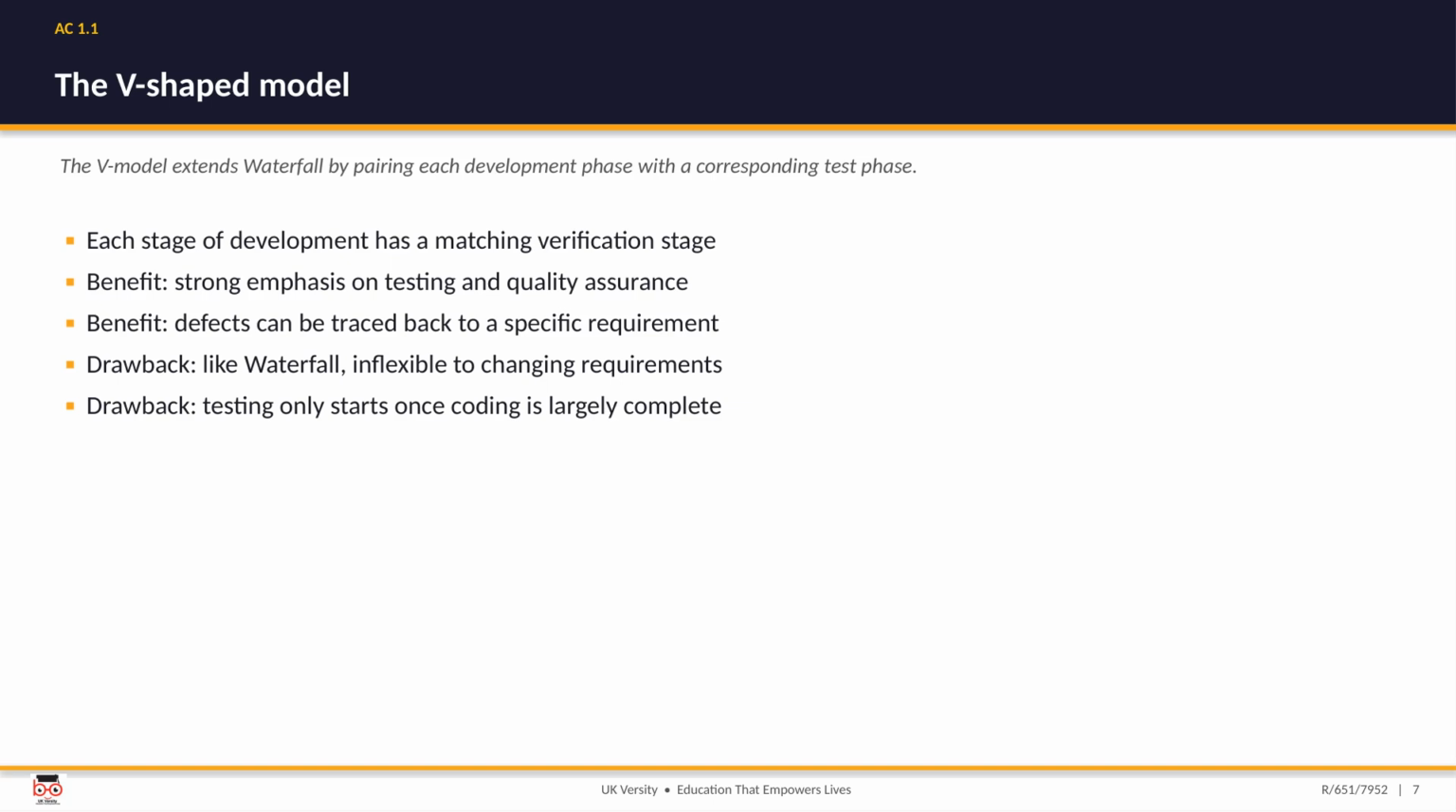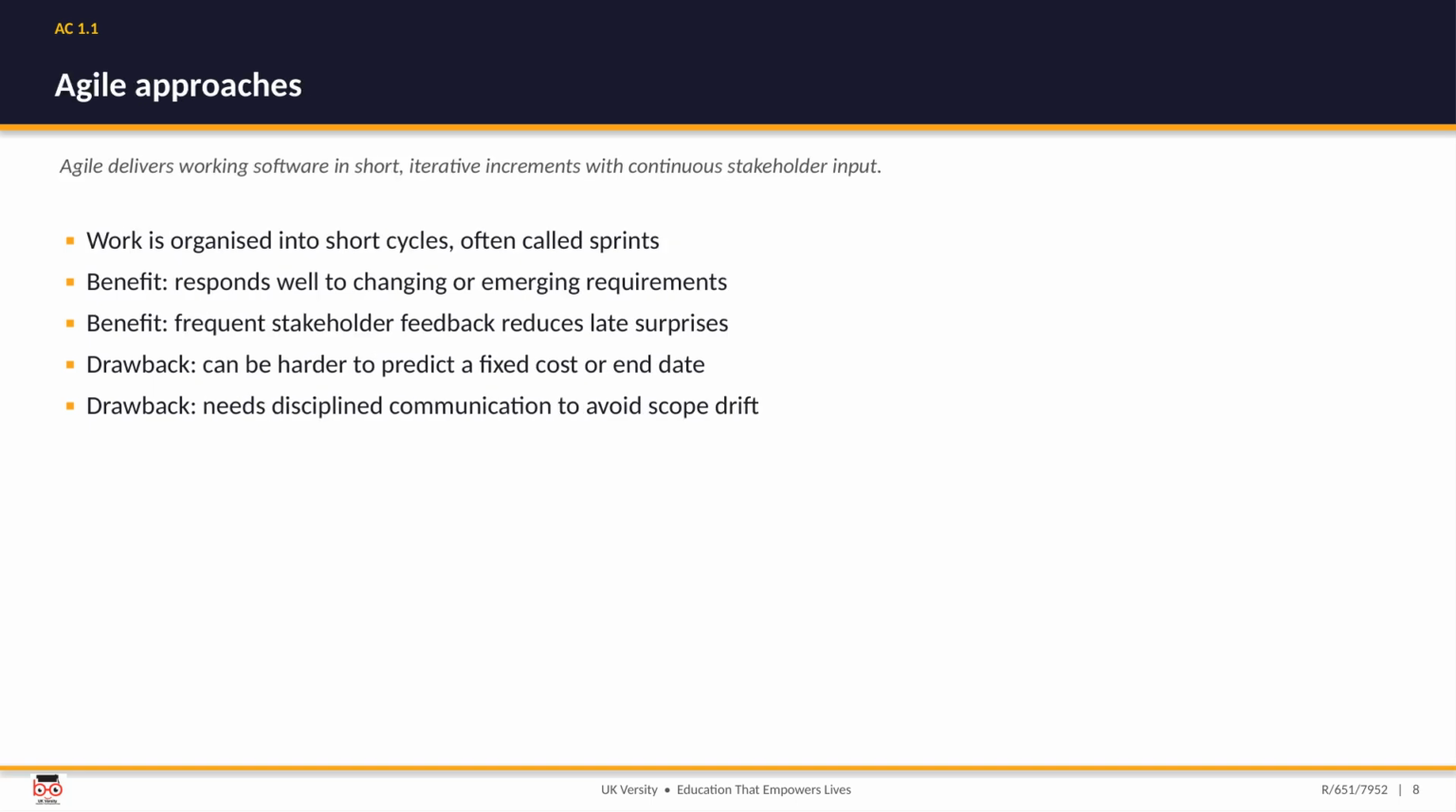Agile flips the emphasis towards delivering working software in short iterative increments with constant input from stakeholders. The work is broken into short cycles, often called sprints, and at the end of each one you have something usable to show. That means Agile copes really well with changing or emerging requirements, and frequent feedback cuts down on nasty surprises late in the day. The trade-off is that a fixed cost or end date is harder to pin down, and it demands disciplined communication, otherwise the scope quietly drifts.